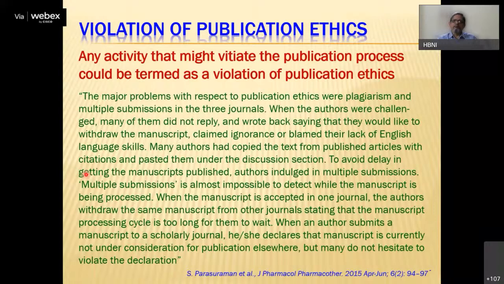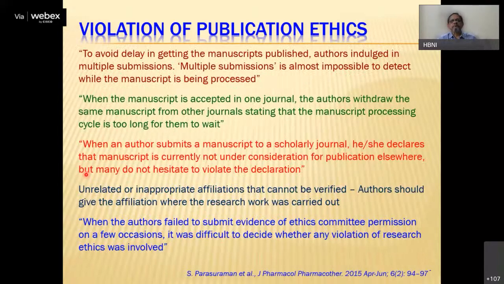When an author submits a manuscript to a scholarly journal, he should actually declare that the manuscript is currently not under consideration for publication elsewhere. But many people do not hesitate to violate this kind of declaration. Also, to avoid delay in getting manuscripts published, authors indulge in multiple submissions. This is almost impossible to detect, as I said.